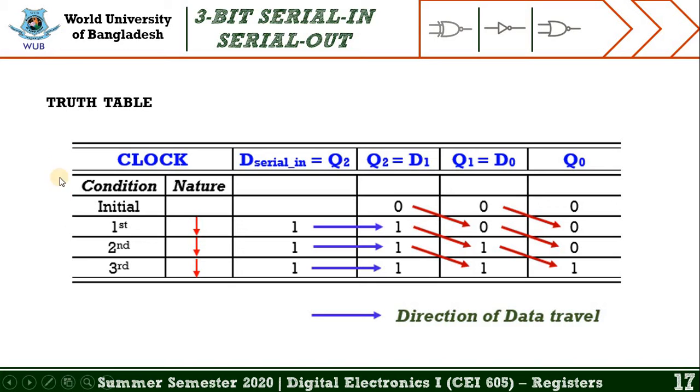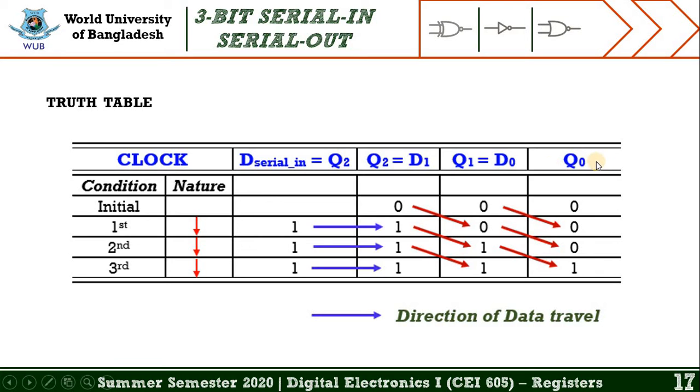This slide represents the truth table of 3-bit serial in and serial out. If you look at the header section of this table, you may find there are 5 columns named clock, D serial in, which is equivalent to Q2 because D serial in is connected to D2, which is connected to Q2. That's why we can write D serial in is equivalent to Q2. After this we find Q2 equals D1 because Q2 is connected to D1, and Q1 is connected to D0. And at last we find Q0.